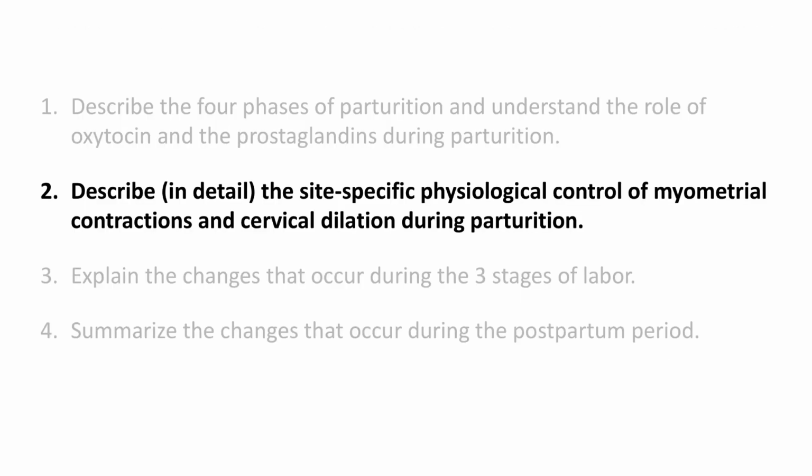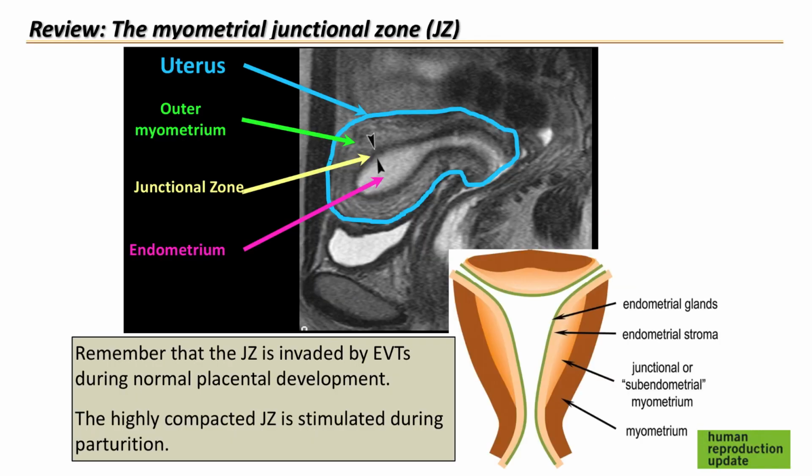Going a bit more in detail now into site-specific physiological control of contractions and dilation. First, remember that the myometrium is composed of multiple zones, and that the innermost zone of the myometrium is referred to as the junctional zone. And the junctional zone, recall, is very densely packed with myocytes and therefore can induce very strong contractions. We know that the JZ is stimulated during parturition.